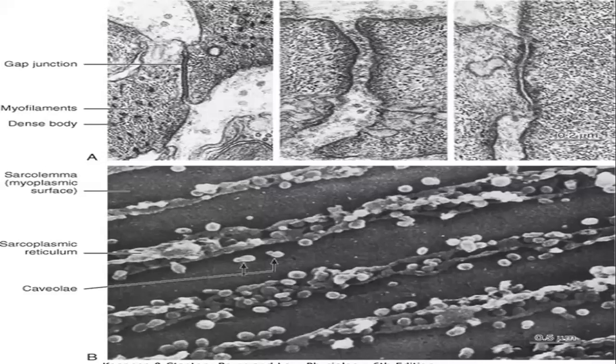Caveoli represent invagination of the smooth muscle membrane, analogous to T-tubules in striated muscle. The sarcoplasmic reticulum extends throughout the smooth muscle cells. There are junctional regions of the sarcoplasmic reticulum where it abuts regions of the sarcolemma or caveoli or both.